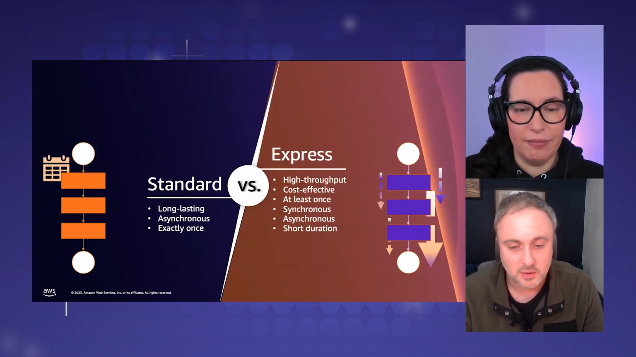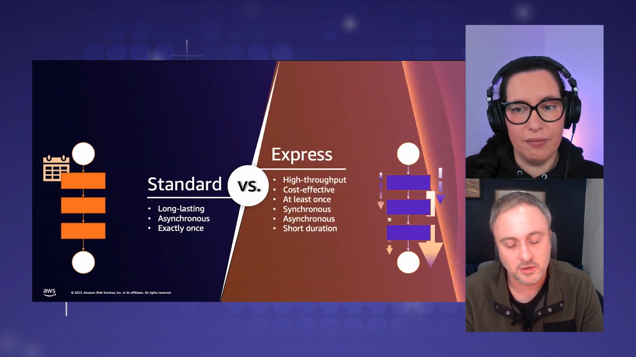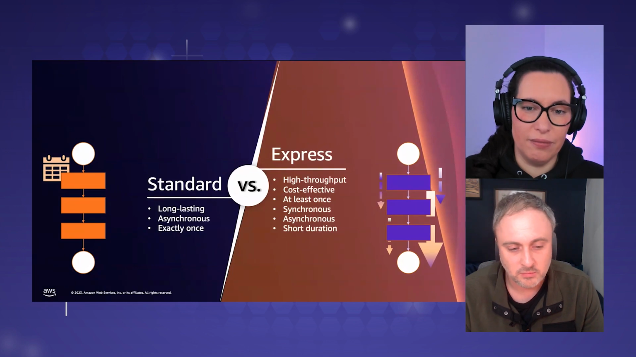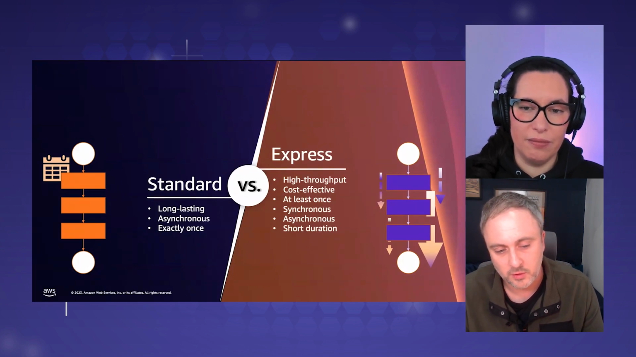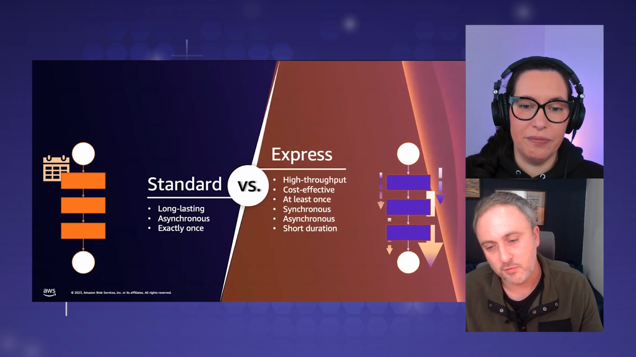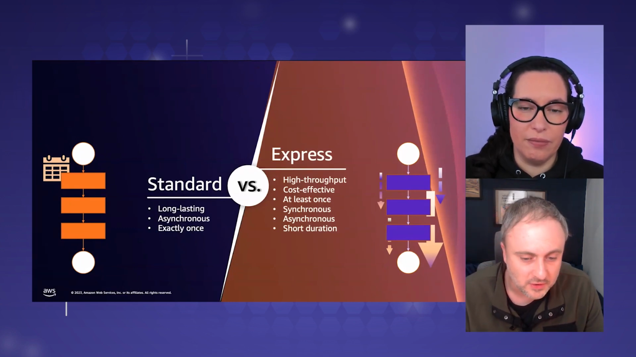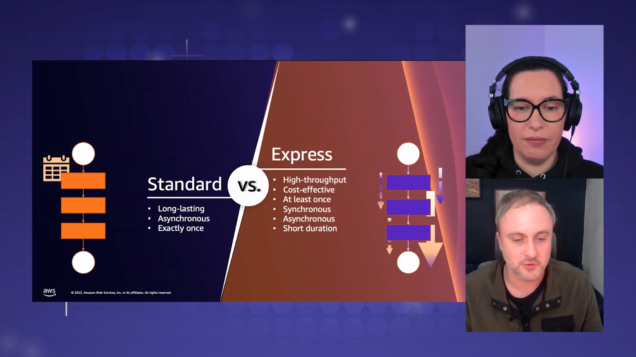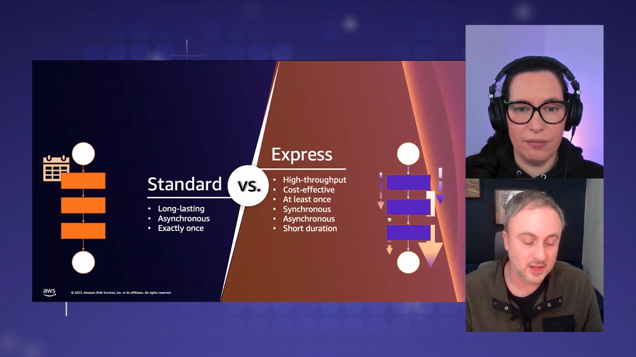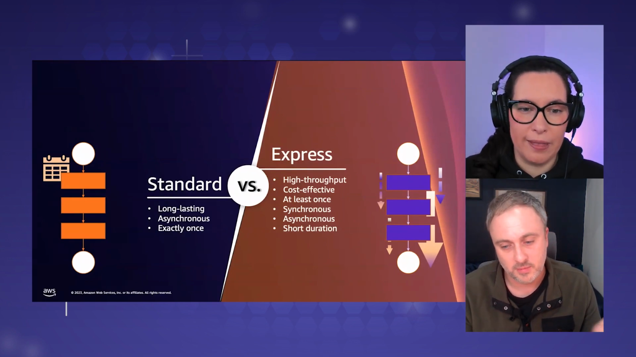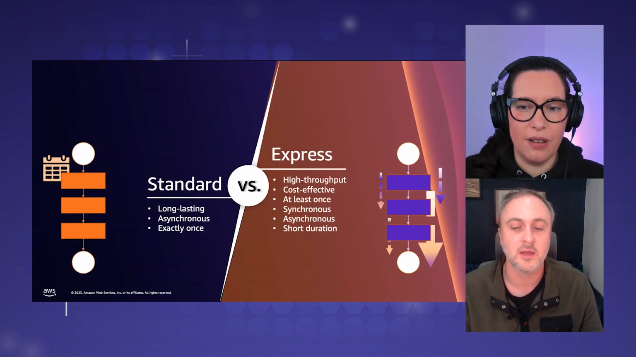Another key thing with express workflows is that they can run asynchronously and synchronously. So you can invoke an express workflow and have the service that invoked it hang around and wait for the response. The reason they can do that is because they have a max duration of 5 minutes. So standard workflows can run for 1 year, express workflows can run for 5 minutes. But they both have different billing models, and that's the crucial thing to understand, I think, as we go through this next piece.